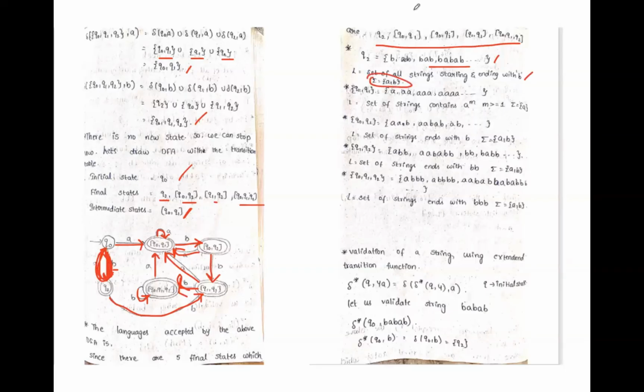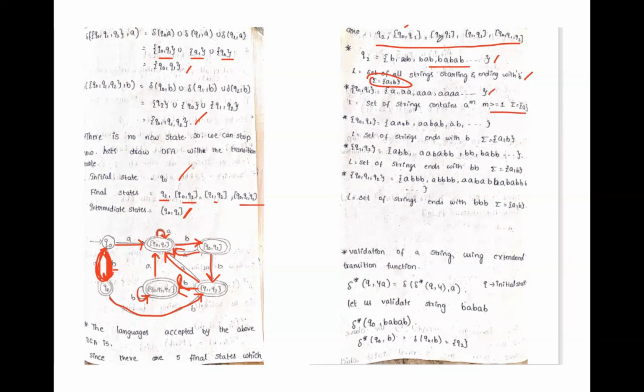Then if you take Q naught, Q1, check this diagram. Q naught, Q1 has a self loop, so it will accept all possible combinations of A's. So the language is the set of strings A power M where M is greater than or equal to 1.